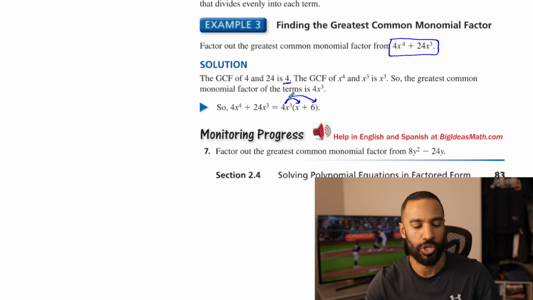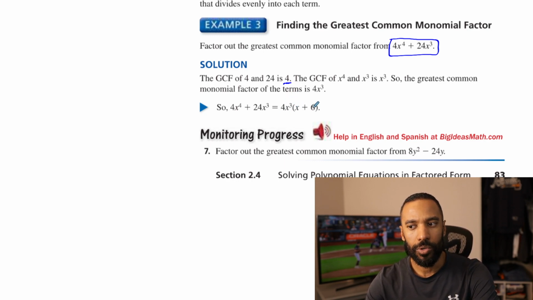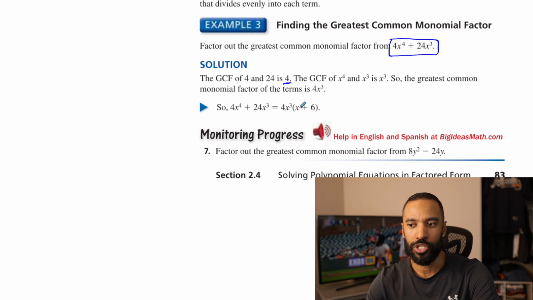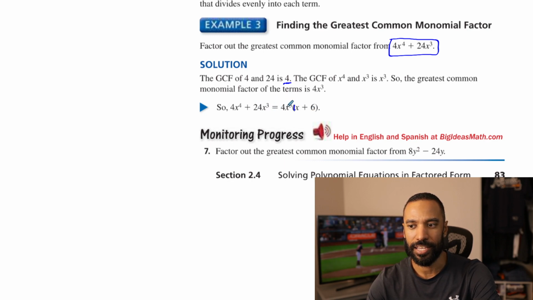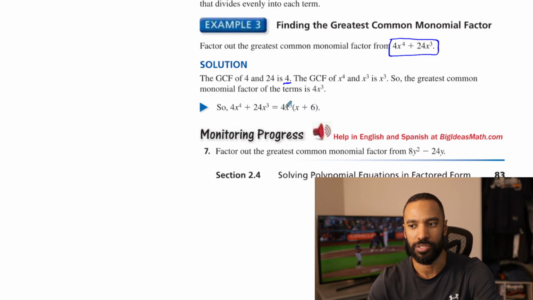Boom, 24x cubed. So you find out what divides out, and then you write what would remain inside there, that had you distributed, you would get that. So 4 divides out of 4, you get 1. X cubed divides out of x to the fourth, you get x. 4 divides out of 24 and you get 6. X cubed divides out of x cubed and you get 1. So that's why you're left with x plus 6.